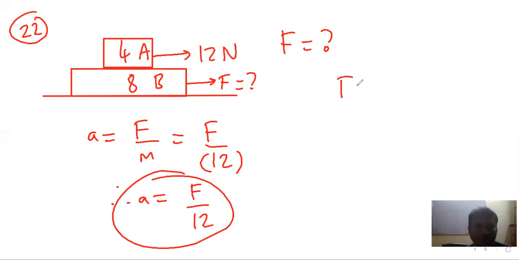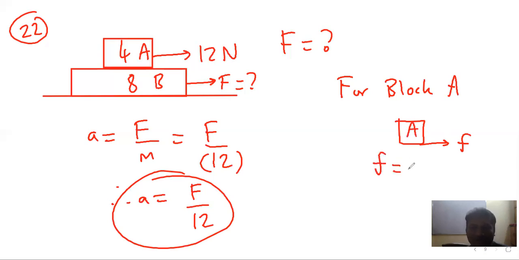Now, if I consider block A, we have only one force, which is the friction force, which can act in the forward direction. So friction force is equal to mass of block A into acceleration. So friction in this case, maximum value is 12, which equals mass of block A, 4, into F by 12.